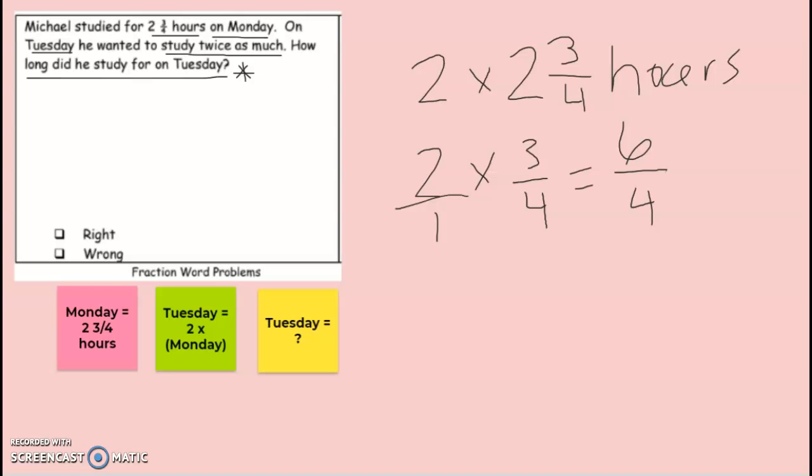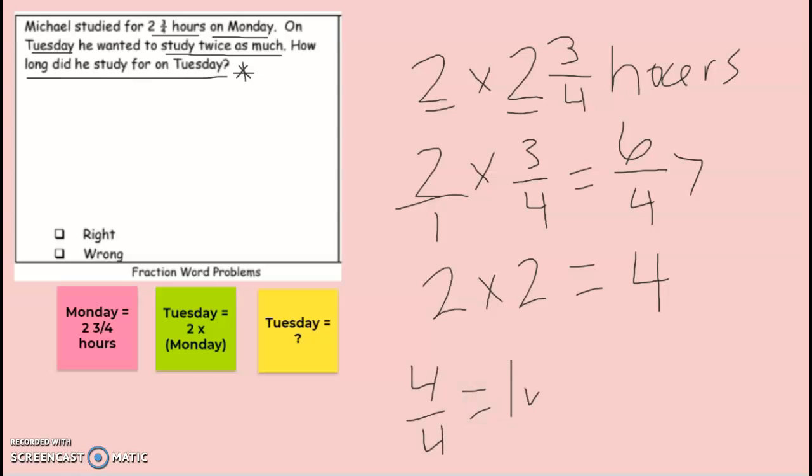Okay, anything else that we have to do? Yes, I have to multiply the whole number. So 2 times 2 whole hours equals 4. So we're going to rename this fraction. How many wholes do we have in 6/4? Well, I know that 4/4, so 4 over 4, in this case gives me 1 whole. So all I have to do is write 1 here, and then figure out how much is left. So 6/4, take away 1 whole, or 4/4, will give me 2 over 4.